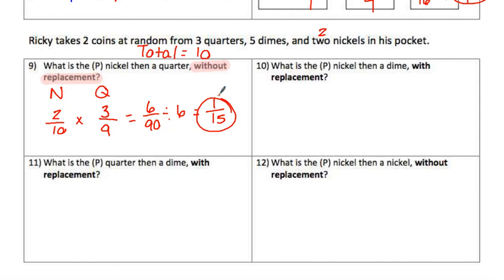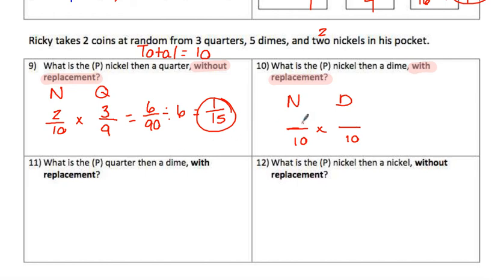Okay. Number 10 says the probability of a nickel and then a dime. And this time it says with replacement. So when it says with replacement, I know my denominator is going to stay the same because I'm going to put that first nickel back into my pocket. So if it helps you, set up the denominators exactly the same before you get started with anything else.